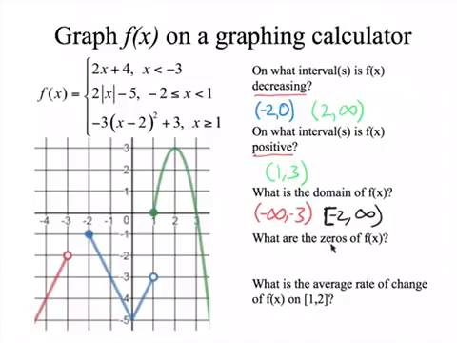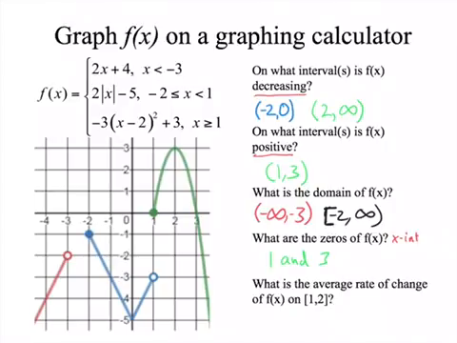So where are my zeros? Another name for zeros, if you forgot, is your x-intercepts. So all we're looking for is where does it cross the x-axis? And hopefully you notice it's just there and there. Aren't those the two spots it crosses the x-axis? So my answer is 1 and 3.